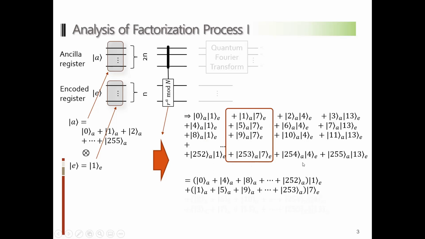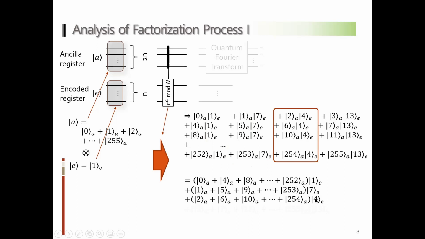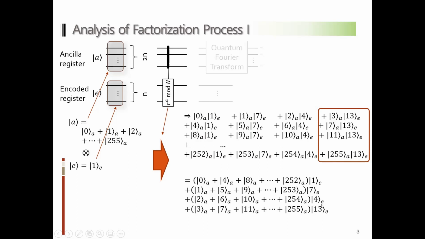What about the next term? Yeah, it will be similar. So now it is factored out with the 4, and finally the last term has the 13 in the encoded qubit. Here, what you should note is that whichever term you have, each of them has the value which has a difference of 4 for each of the term.